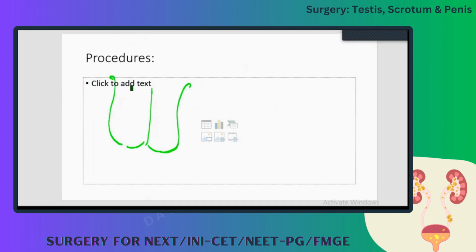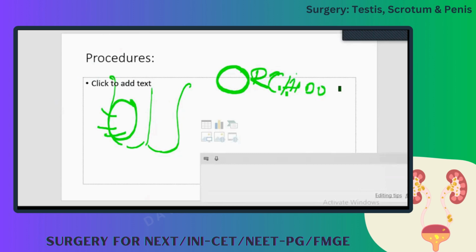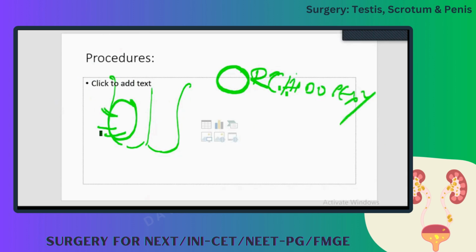So this is the scrotum. The testis can be pulled back and it should be fixed here. The procedure is known as, what is that fixation procedure known as? Orchidopexy. It is known as orchidopexy. You have to fix the testis.